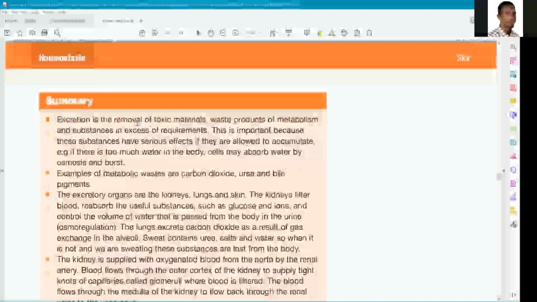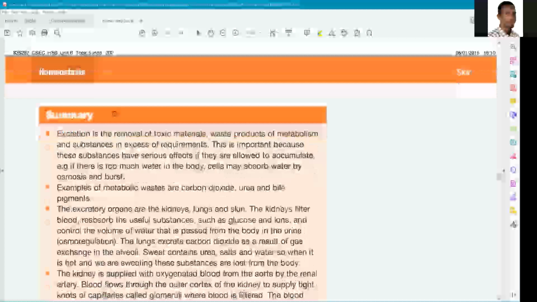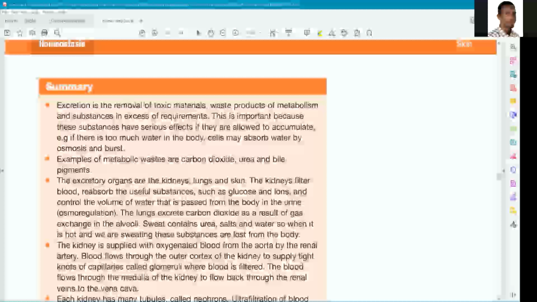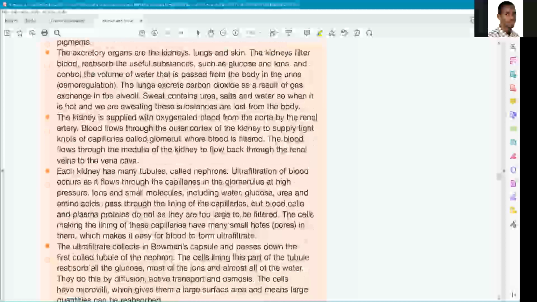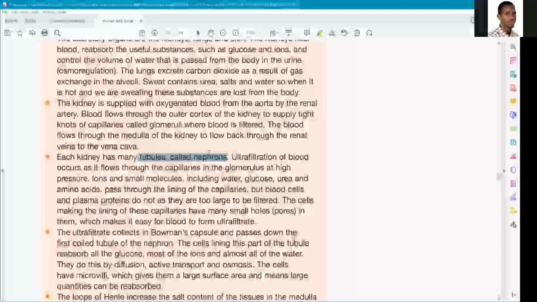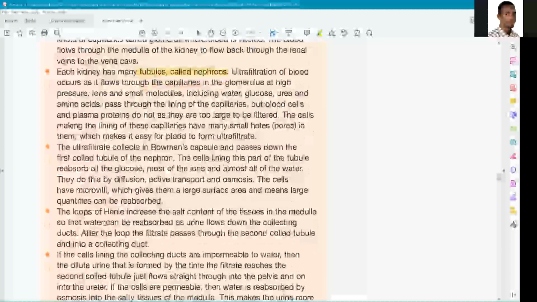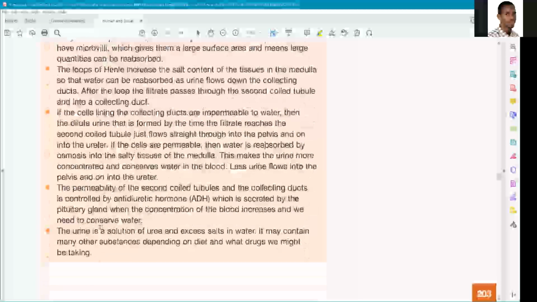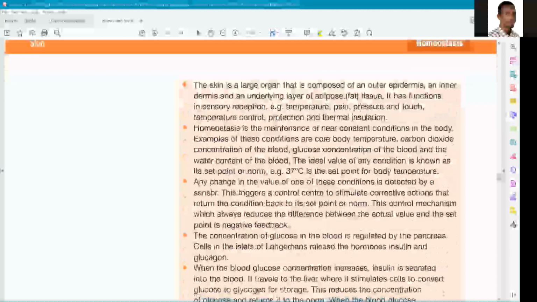You have a chapter summary at the end of each unit in this textbook. And look there. Excretion is the removal of toxic waste products, and so on. You have examples of substances that need to be removed. The excretory organs, what they are, what the kidney does. It talks about the kidney tubules, ultrafiltration, loop of Henle, the whole rundown. And then they go on to deal with the skin and so on that we didn't look at yet.